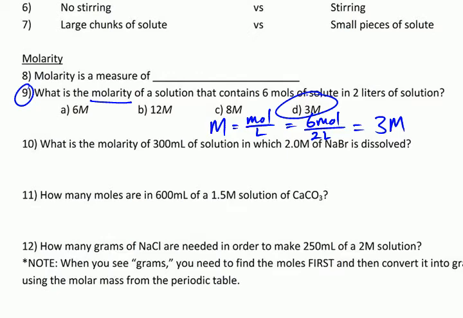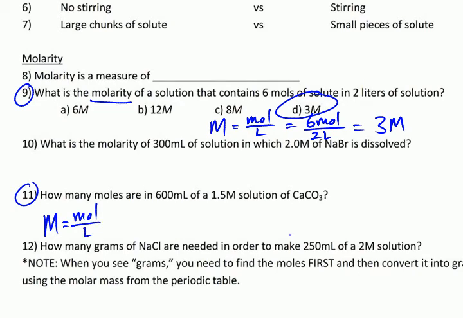Let's take a look at number 11. How many moles are in 600 milliliters of a 1.5 molar solution of calcium carbonate? Okay, so this one, you're still using the same formula, but it's asking you to look for the amount of moles instead. So let me write out the formula again. Big M equals moles per liter.